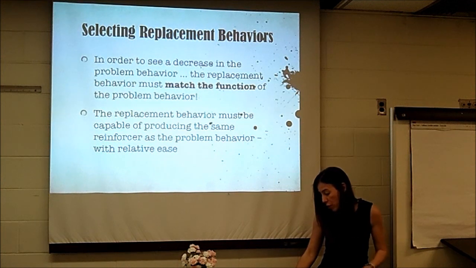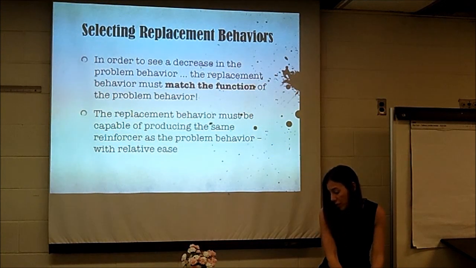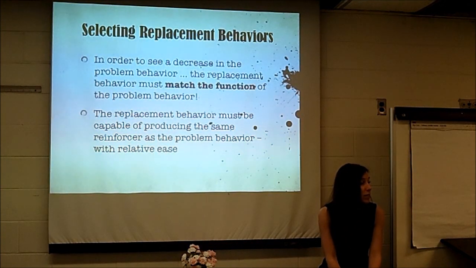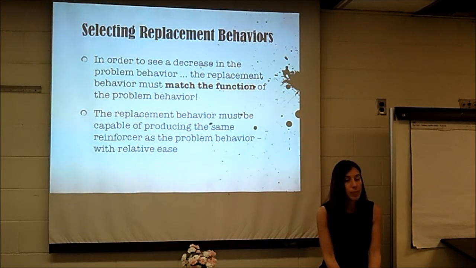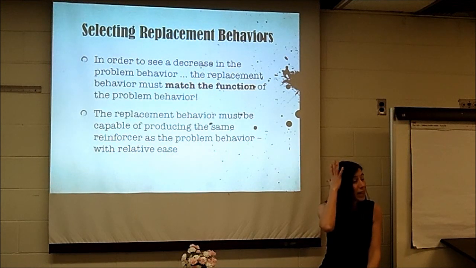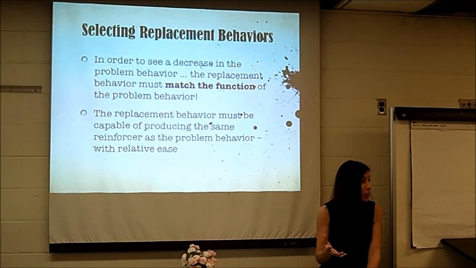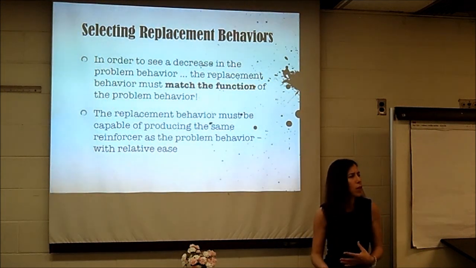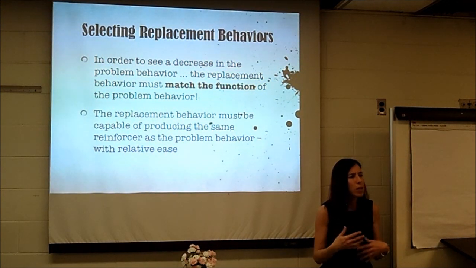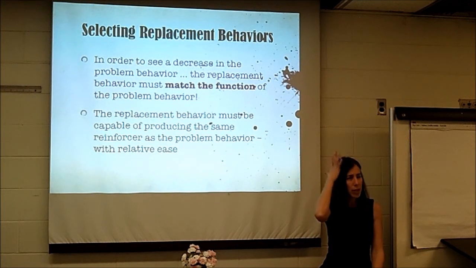And the replacement behavior should be capable of producing the reinforcer with relative ease. So one example is that a child hits their head to escape tasks that are coming. Here comes mom with some laundry that they're supposed to fold, or the teacher has some worksheets and they don't want to do it. And typically they've been hitting their head.